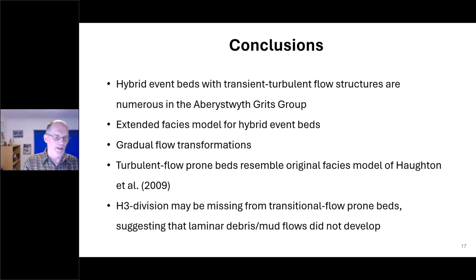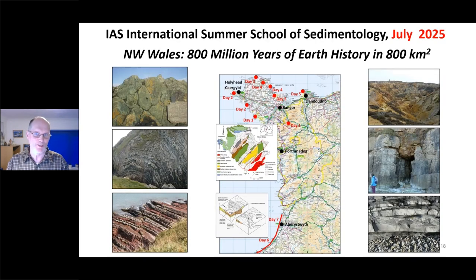The original facies model is what we call a turbulent flow prone hybrid event bed, which is just one part of a larger suite of hybrid event bed types. Now, H3 divisions, which are characteristic for hybrid event beds, may actually be missing from beds that are more transitional flow prone, and that suggests that laminar debris flows and mud flows may not always develop, especially in the cases that we investigated.